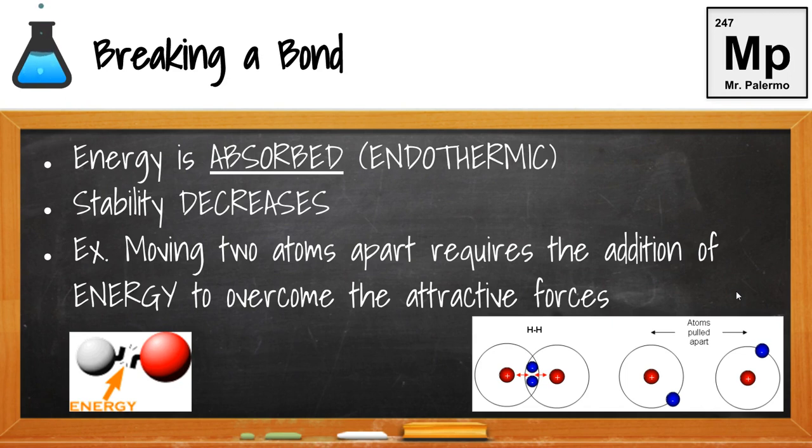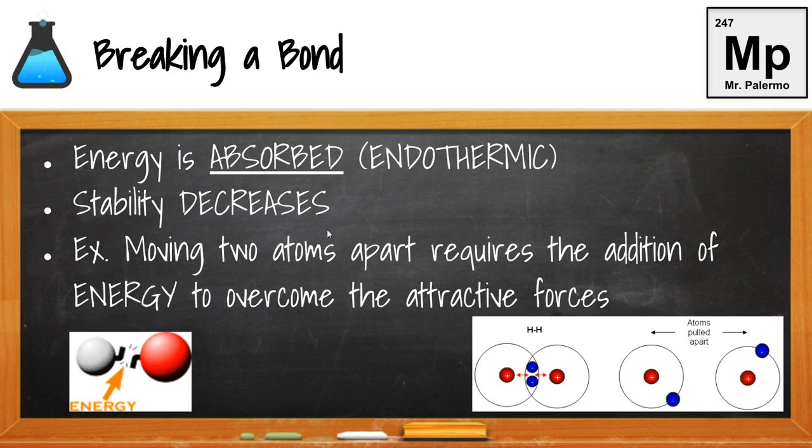When we break a bond, we have to put energy in. In order to break something apart, I have to add energy. So energy is absorbed, and the word we use is endothermic. Endo meaning taking in, again, therm meaning heat. And so the stability then decreases.